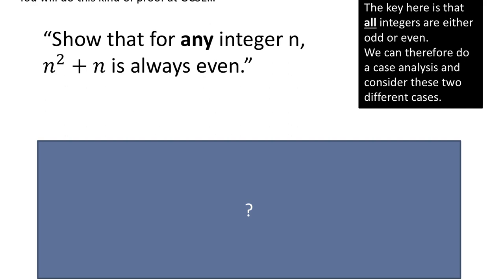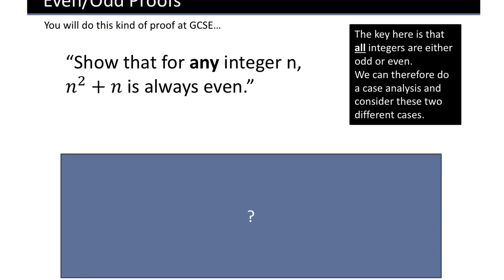So, we have 2 types of proofs. We have even and odd proofs. Now, everyone should be happy reminding me, how do we write an even number in terms of algebra? An even number is 2n. An odd number, 2n plus 1, or 2n minus 1, or 2n plus 3, etc.